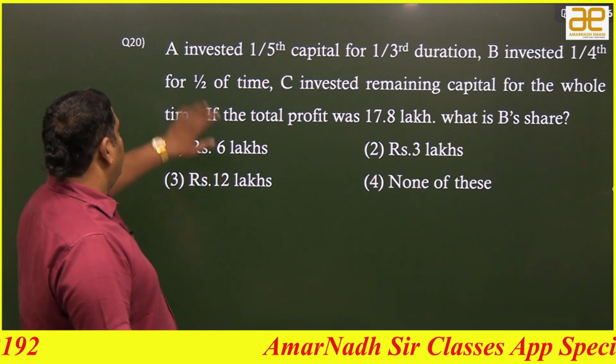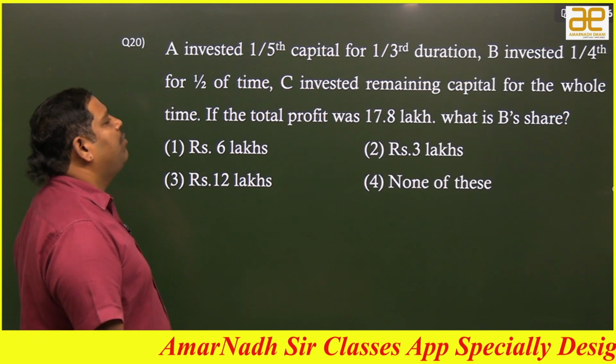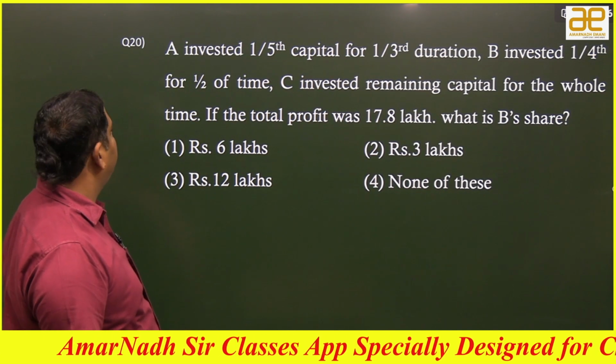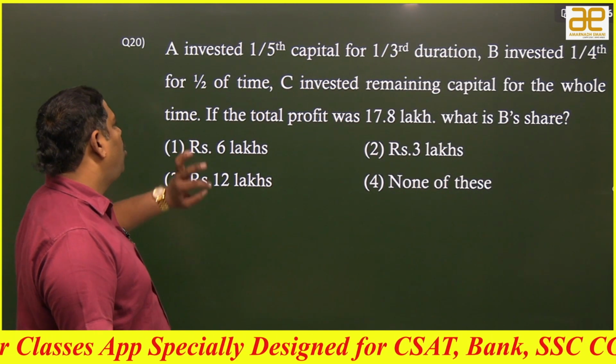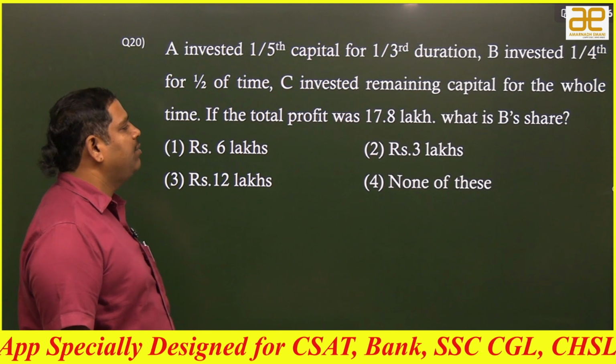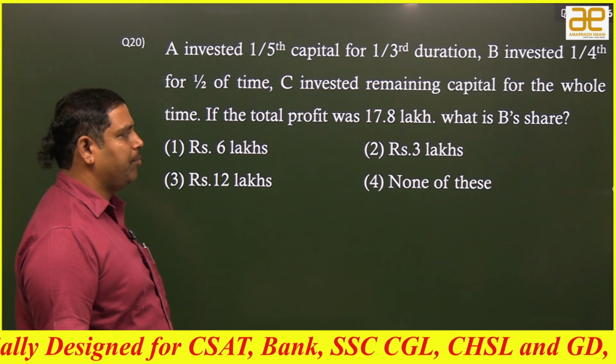A invested 1/5 of the capital for 1/3 of the duration. B invested 1/4 for half of the time. C invested the remaining capital for the whole time. If the total profit was 17.8 lakh, what is B's share?